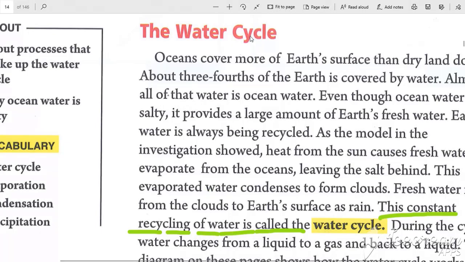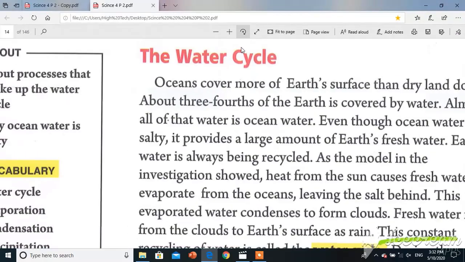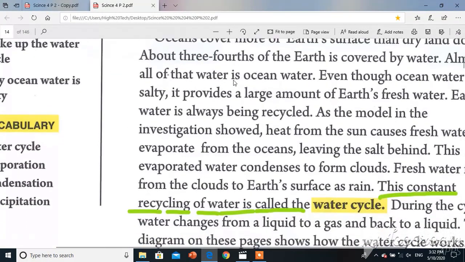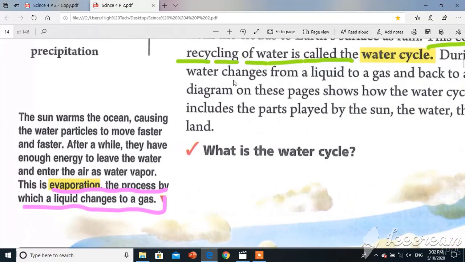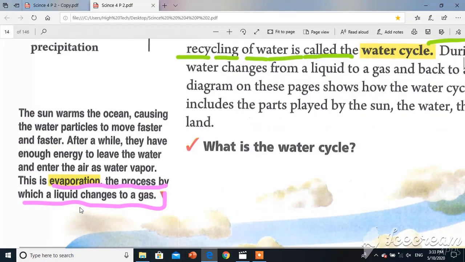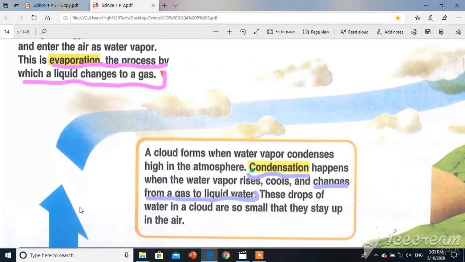What are the processes that make up the water cycle? What is evaporation? Evaporation is the process by which a liquid changes to a gas. So, condensation: what is condensation? Condensation is the process by which a gas changes to a liquid.